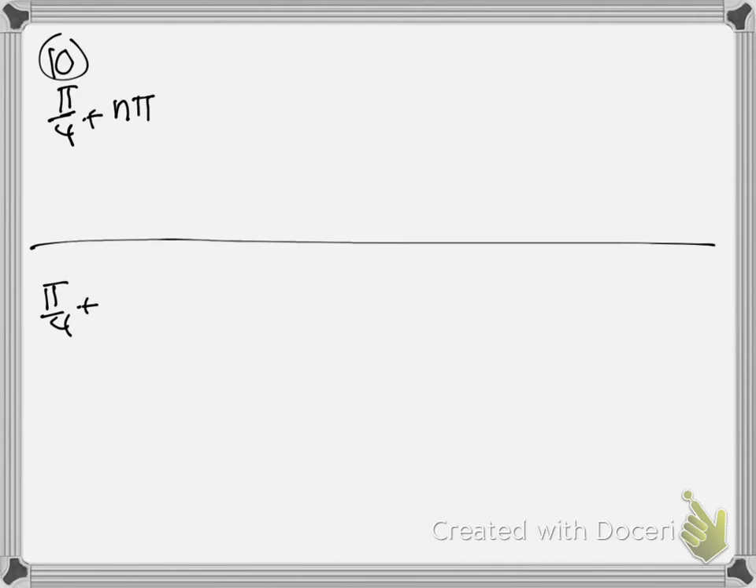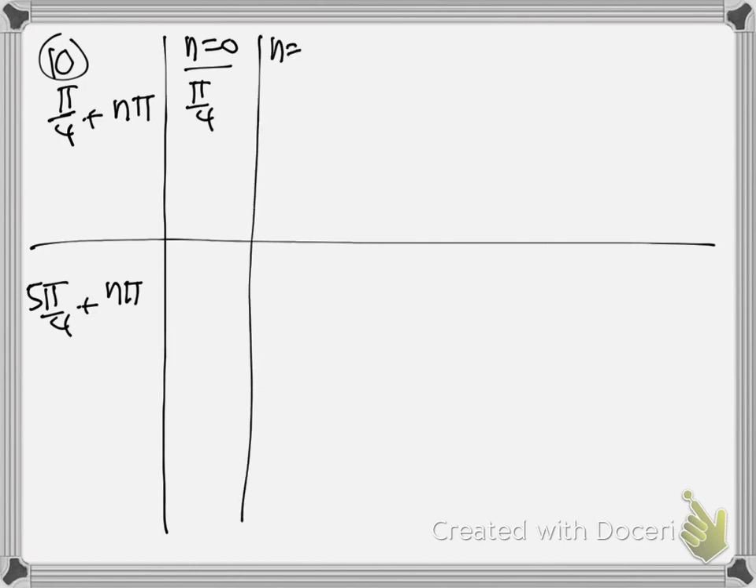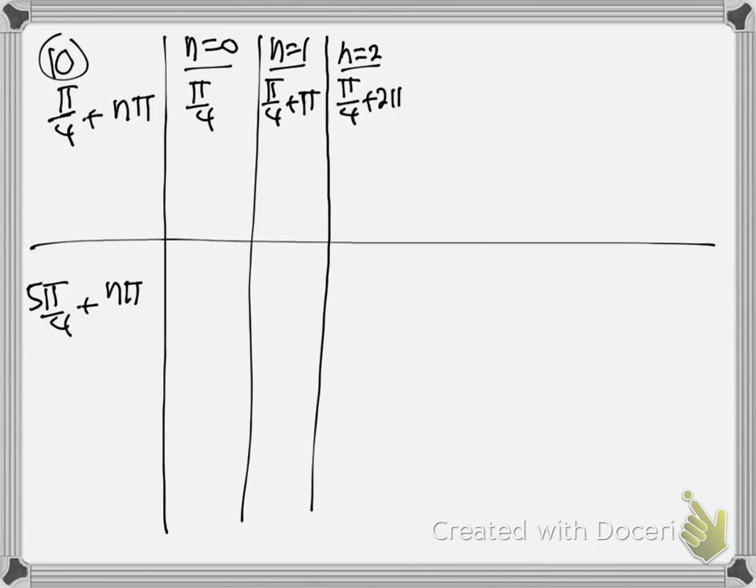This is number 10. So take pi over 4 plus n pi and 5 pi over 4 plus n pi. We good? Take our 2 answers, pi over 4 and 5 pi over 4, plus n pi, not 2n pi, because it's a tangent, not sine or cosine. Right? And then start cranking through your values. N equals 0. Pi over 4. N equals 1. Pi over 4 plus pi. N equals 2. Pi over 4 plus 2 pi.